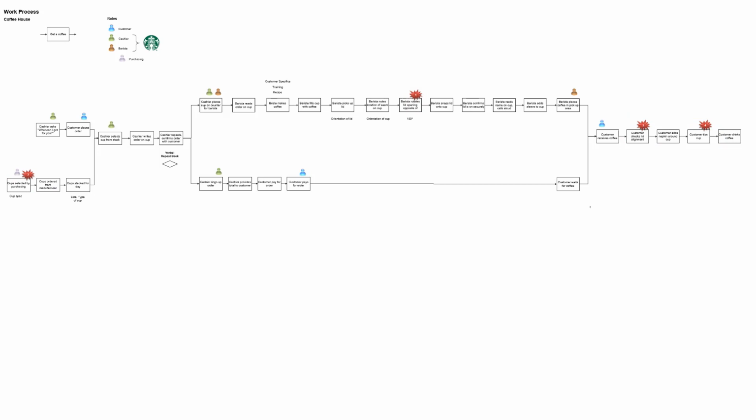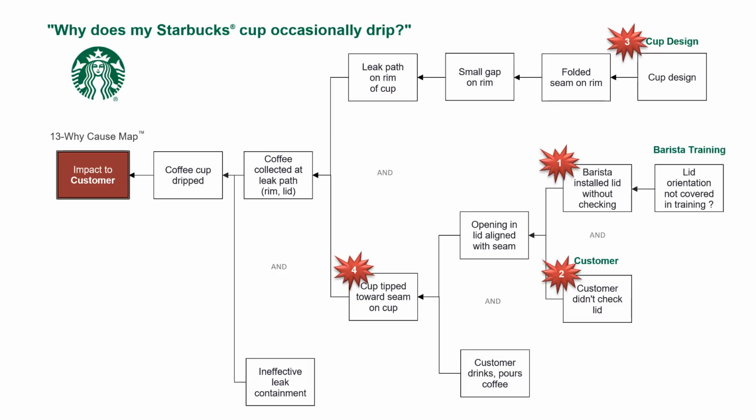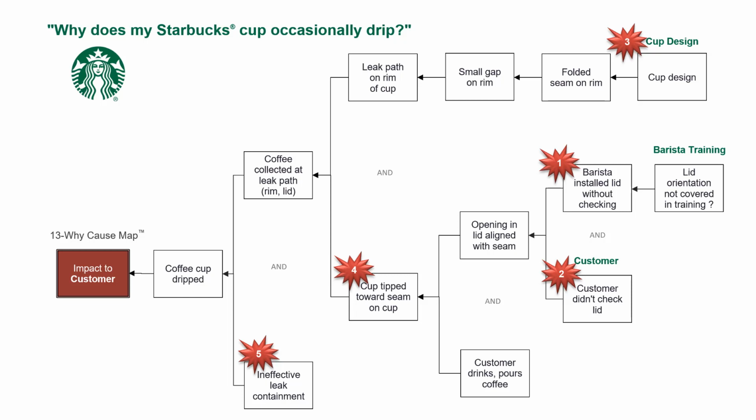If we added a little bit more to this, and you do not have to do this, but this is just an example of how you can break out the analysis. The coffee cup drips because it collected at the path, but the leak containment is ineffective. Like, why would you want to write that on there? Because it just gives you opportunity to mitigate risk. If you know how to break a problem out from a 3Y and a 4Y to a 12 or 13Y, it's going to give you options on solutions.